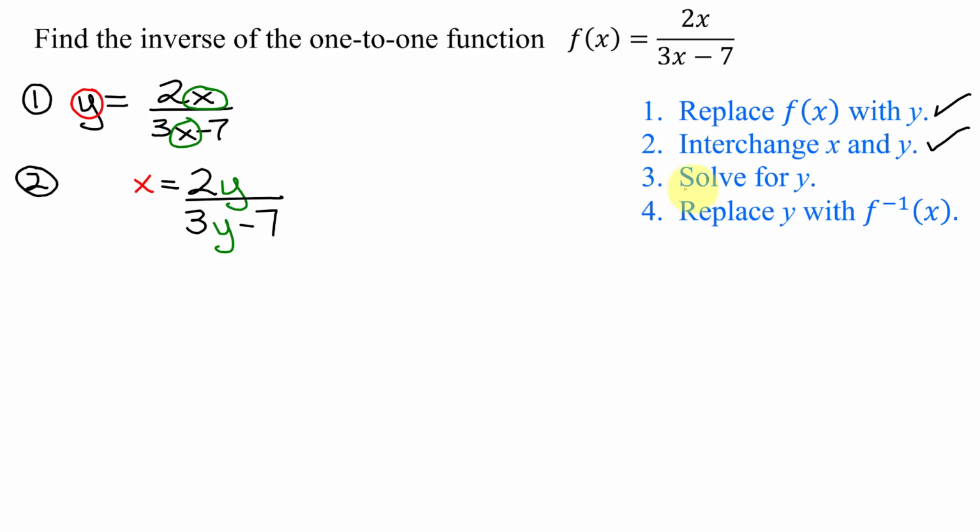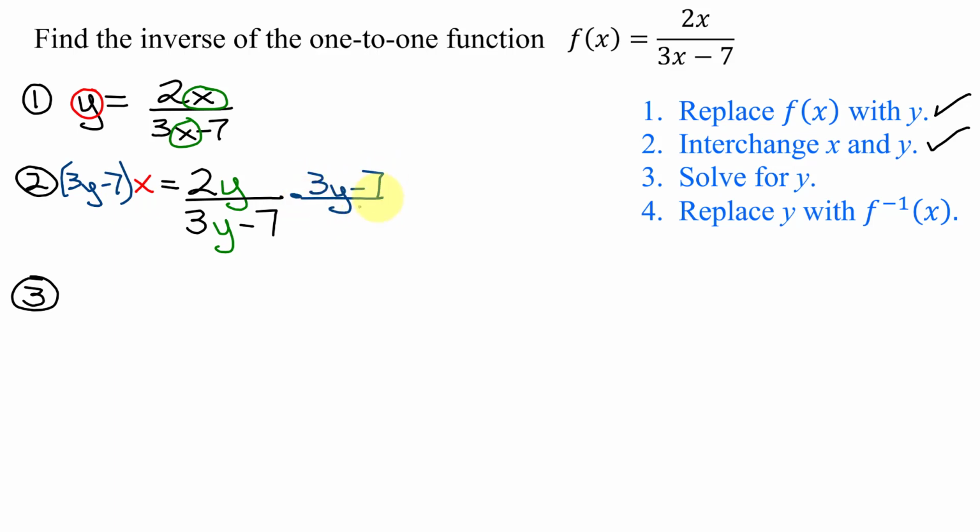Now in step 3, I need to solve for y. This step is often the longest and the hardest step to complete. To solve this equation for y, notice I have y's in 2 places. I also have a denominator. So I think the first thing I'm going to do is multiply both sides of this equation by the least common denominator. And as I only have one denominator, that is the least common denominator. So I'm going to multiply both sides of this equation by 3y minus 7.